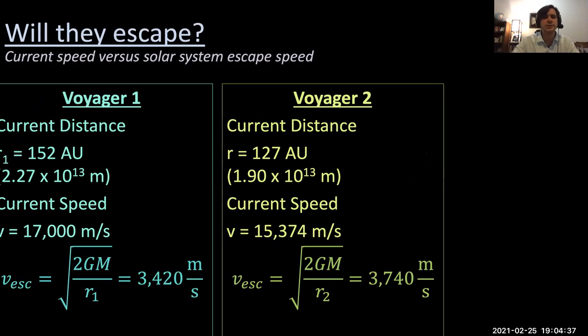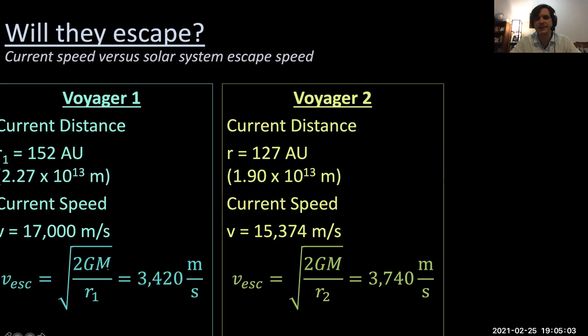Voyager 1, its current distance is 152 astronomical units away from the sun, the farthest man-made object. It's technically in interstellar space. So good job, Voyager 1, being a pioneer for humanity. Just put that in meters so I can actually plug it into this equation. And we want to compare the escape velocity given its distance away from the sun.